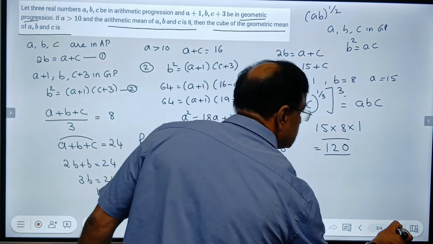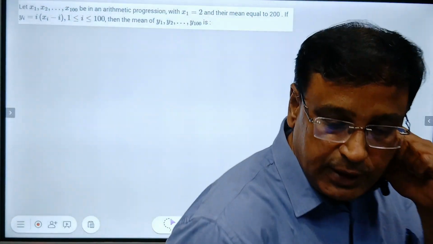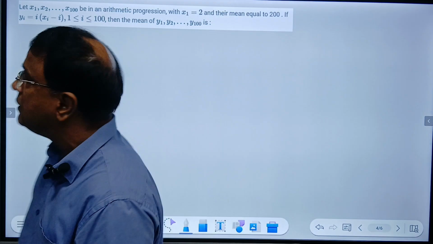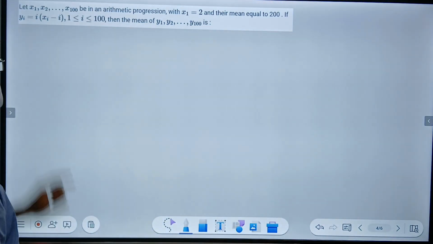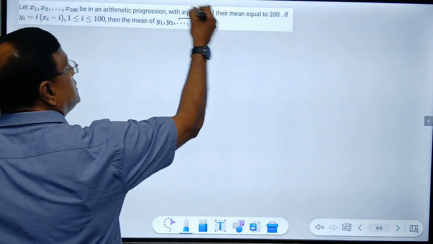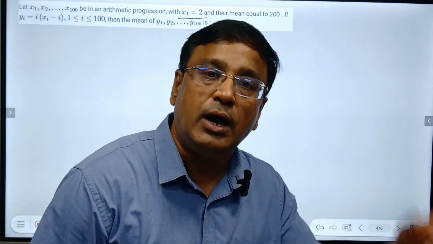Now let's go to the next question. This is a wonderful question, question number 3. Now look at the question very carefully. It is given that x1, x2, x3 up to x100 is an arithmetic progression. He has made it very clear that x1 to x100 is an arithmetic progression. And clearly he says that the first term is 2, and their mean is equal to 200.